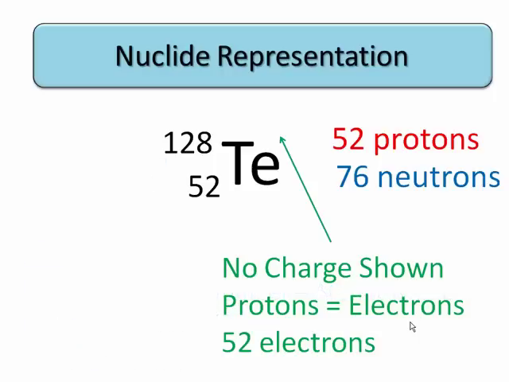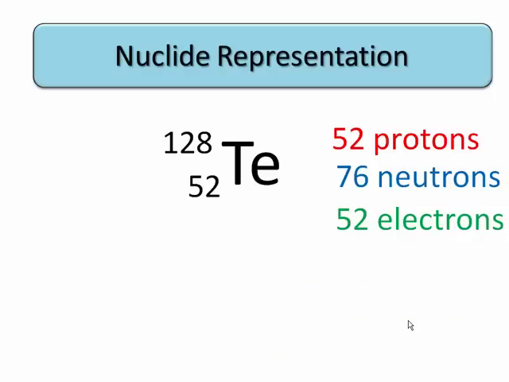The number of electrons can be determined from the charge. Since no charge is shown, we must assume that the atom is electrically neutral and the number of protons and electrons will be equal. Therefore, this nuclide representation indicates an atom with 52 protons, 76 neutrons, and 52 electrons.